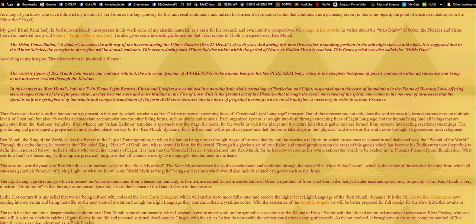So the solar mysteries trace the soul's development and evolution through the rays of the great solar cosmos, which is the center of the creative font. Well, the great solar cosmos would be an inscription upon the Eye of Ra. It's not in the Attasic universe. You could almost say nothing is in the Attasic universe, because we think of things, energies, all these things. The Attasic universe is.